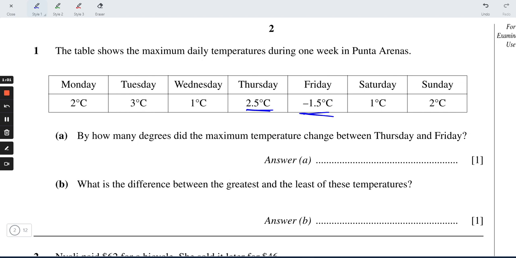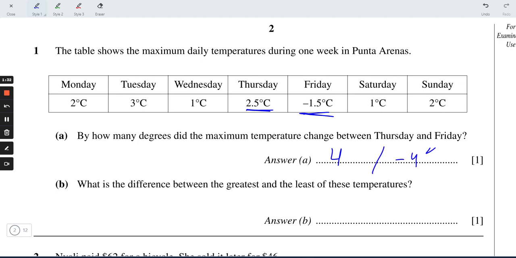So here also, 2.5 minus minus 1.5, you will get 4. The answer in negative is also allowed, because it's going down from 2.5 to reach minus 1.5. That means you are going down 4 steps. So 4 or minus 4 is allowed.